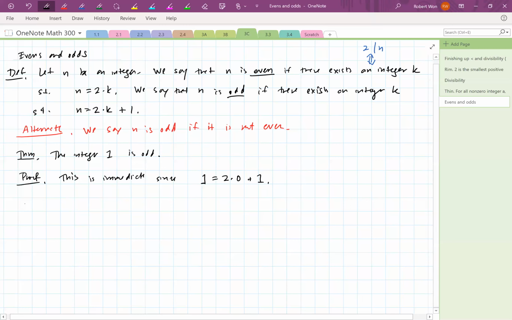Okay, but the last theorem of today that I think we'll have time to cover is: the integer 1 is not even. I just said that this would be kind of hard to prove, because now we need to prove that no matter which possible integer k you pick, you'll never get that 1 is equal to 2 times k. Let's prove it.